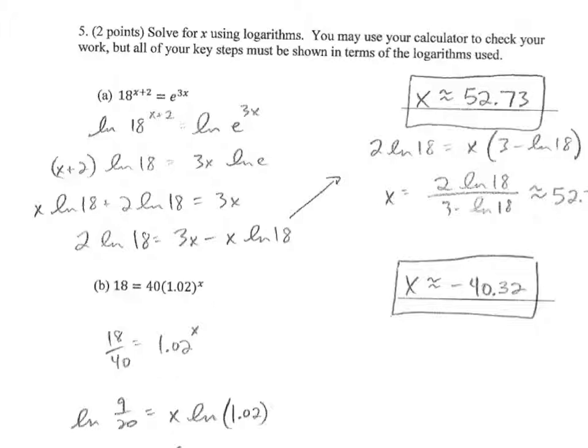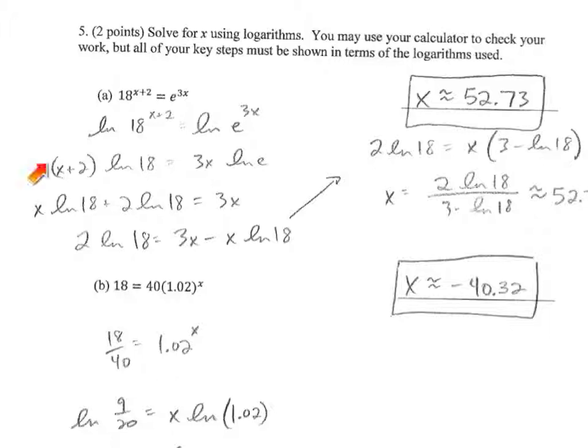What I decided to do in this first case was take the natural log of both sides. I knew that since I have a base e on the right hand side and I have two instances of the variable, at some point I'm going to have to take the natural log of both sides so I can combine like terms. So I did that.